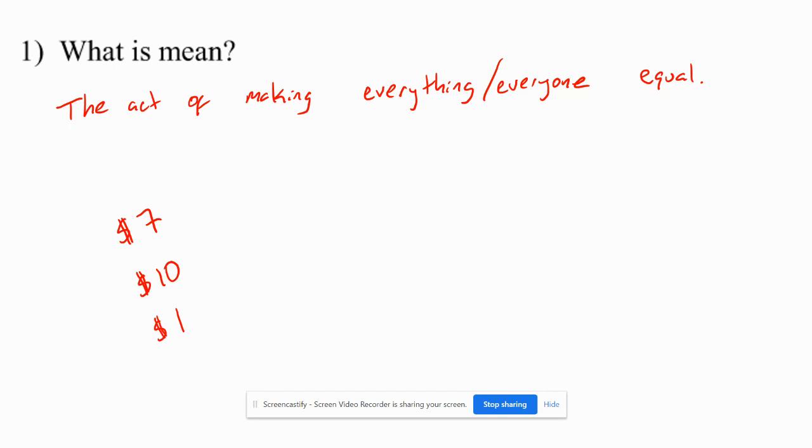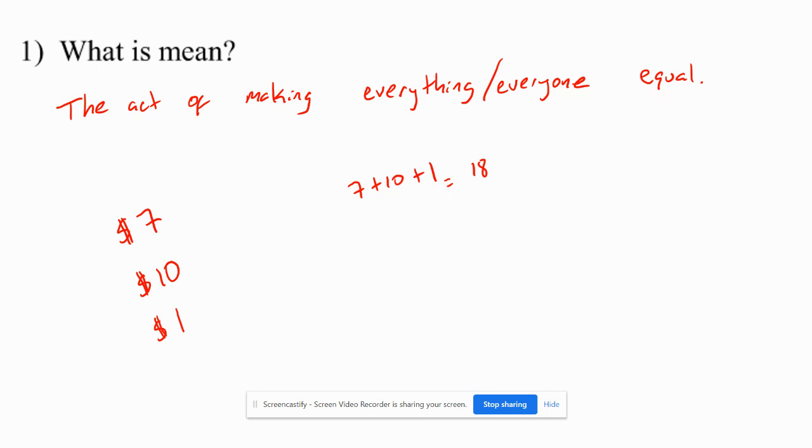And another word for mean is average. Since we want all of them to have the same amount, first let's see how much money we have. So I'm just going to add the money: 7 plus 10 plus 1. And that gives me 18. So we have $18.